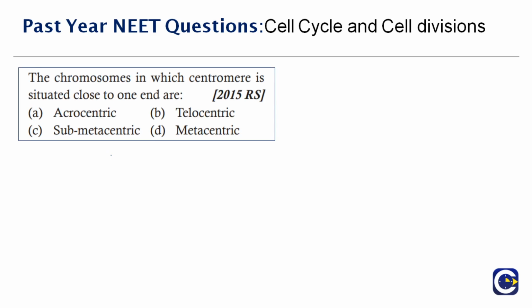Okay. Now next question here. This question was asked in the year 2015. The chromosome in which centromere is situated close to one end are. Okay. You're given 4 options here. Right? What do you mean by these centrics that are given here? Metacentric, submetacentric, telocentric, acrocentric. We'll discuss one by one in detail.